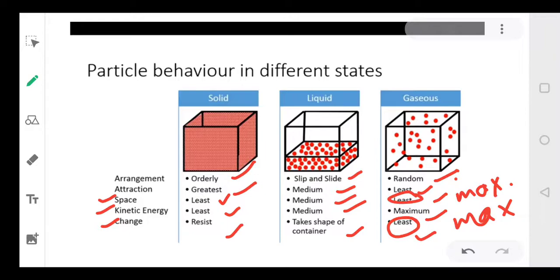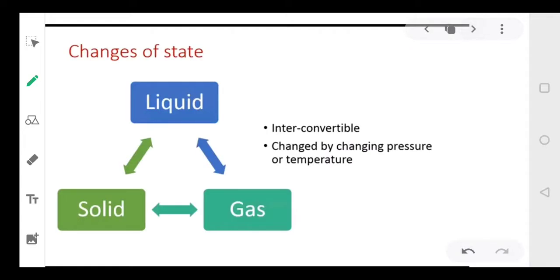Now if you have heard two terms, CNG and LPG, what is CNG? Compressed natural gas. LPG, liquefied petroleum gas. Now there are three states of matter as we were talking about, and they are interchangeable. Solid can change into liquid, liquid can change into gas, gas can change into solid, and liquid can also change into solid. And there are two ways of changing the state. One is by changing the pressure and second is by changing the temperature.